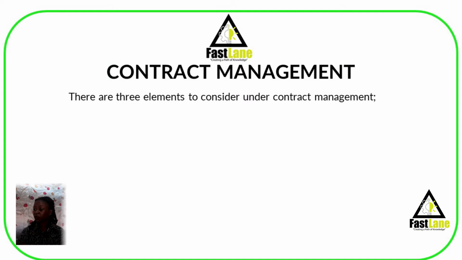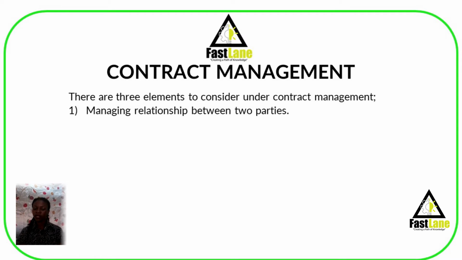Also, contract management has three elements it considers while managing a contract. What does contract management involve? It involves managing the relationship between two parties. That's self-explanatory since you're managing the contract. If you're a contract manager, then you have to manage the relationship between the two parties. That's one of your roles.